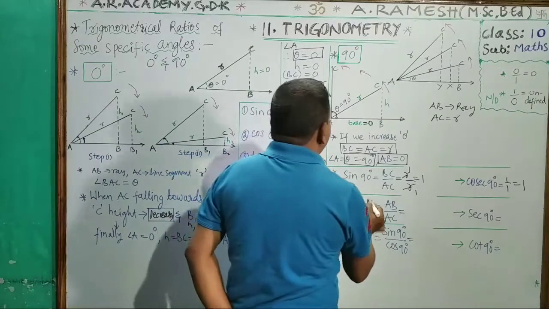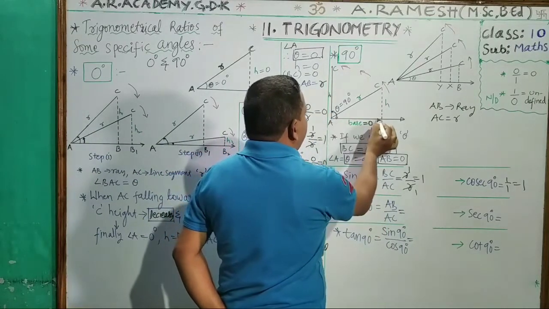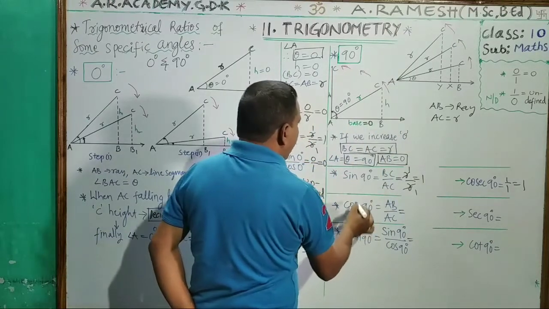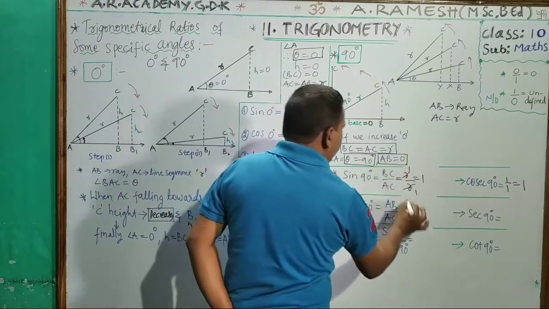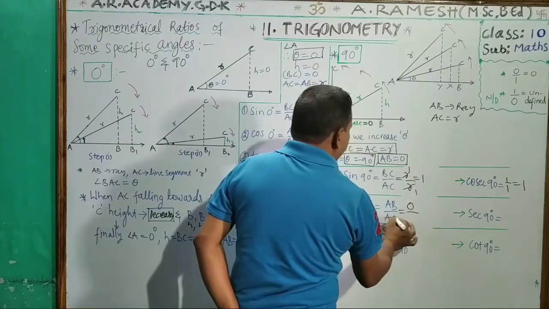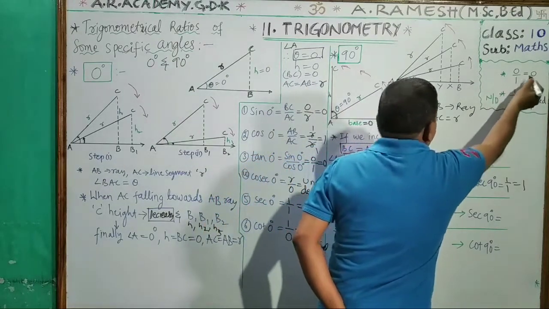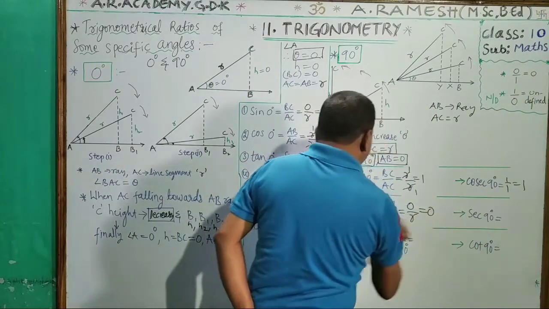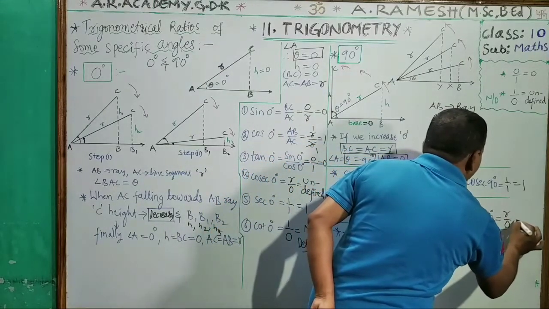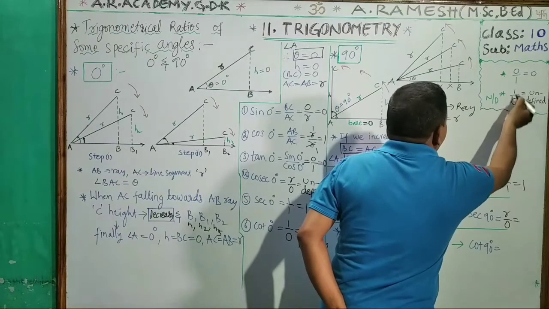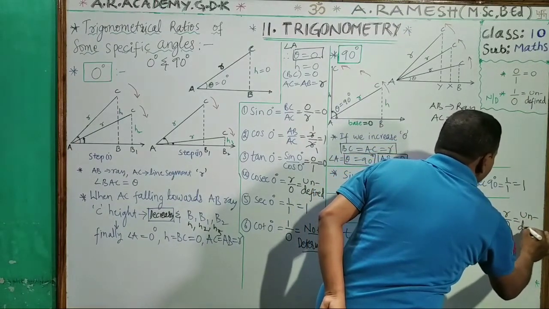Now cos 90. Cos 90 means AB by AC. AB is 0 and AC is R. 0 by something is 0. And the reciprocal, R by 0, means something by 0, which is undefined. So sec 90 is undefined.